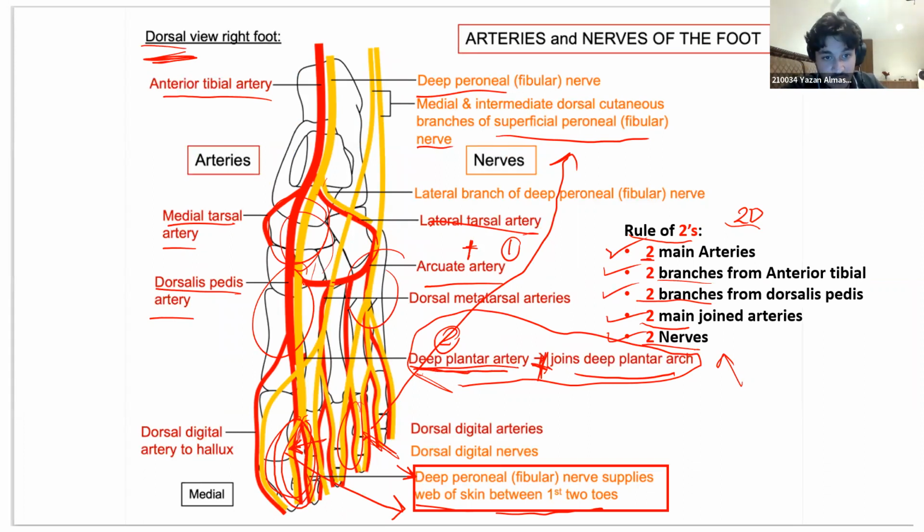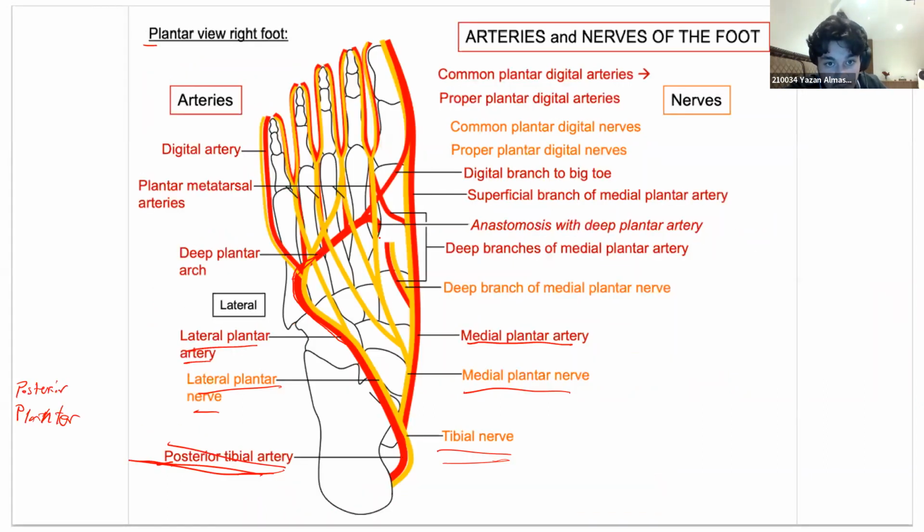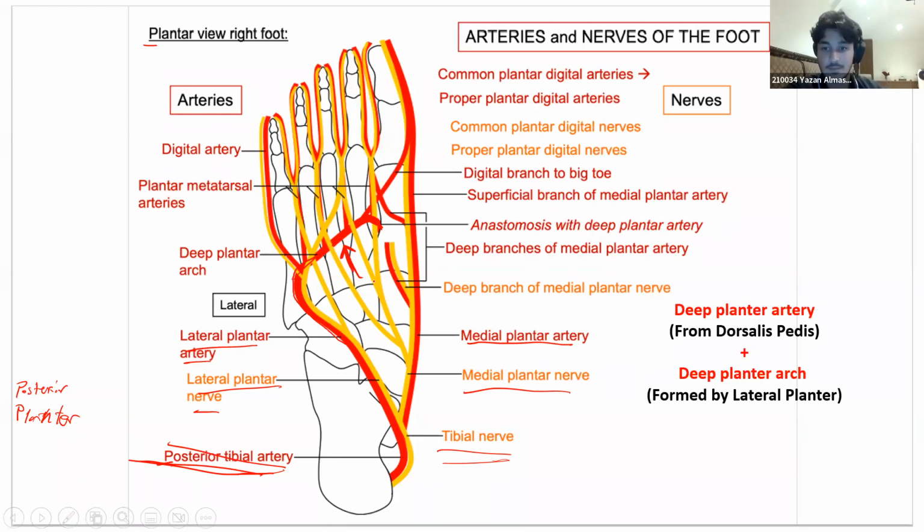So what it means is that from dorsalis pedis, we have this deep plantar artery here going down. This is the deep plantar artery. Okay, it's going down here, and it's going to join here. This is where it's going down, and it's going to join with what? It's going to join with the deep plantar arch, which is this thing. Does that make sense? Here it is. I even wrote it here for you guys.